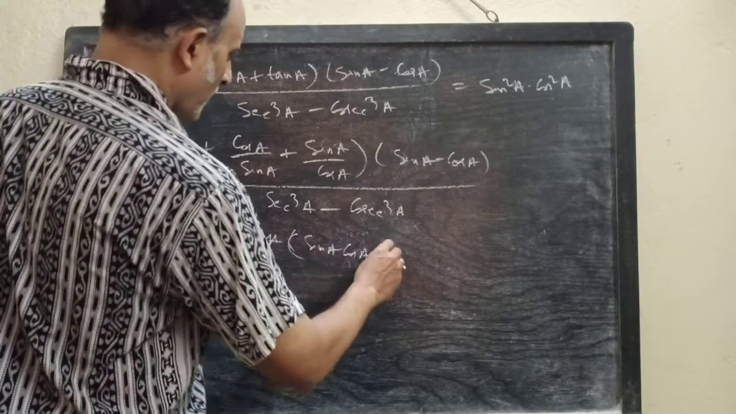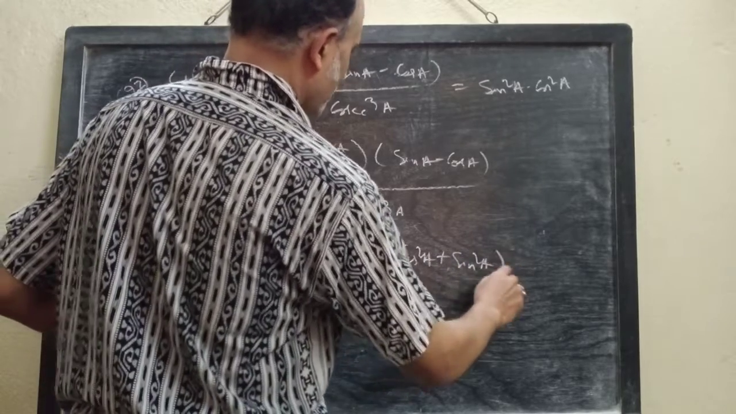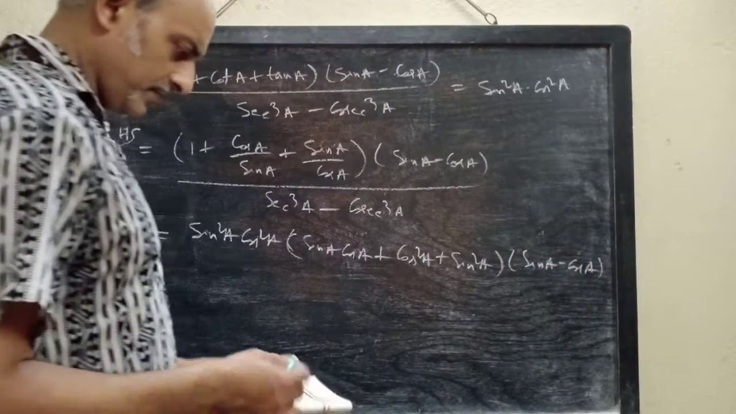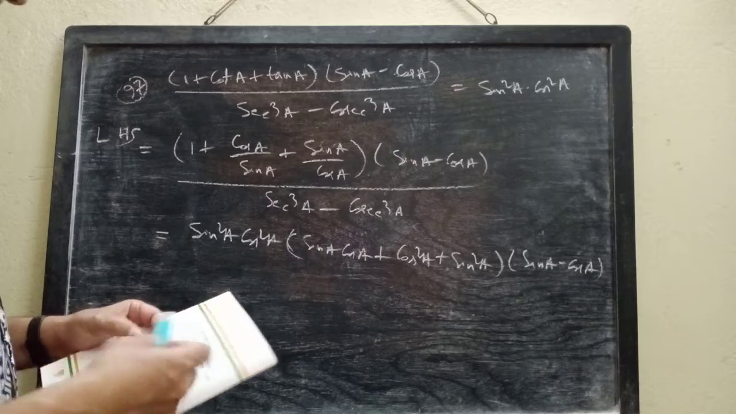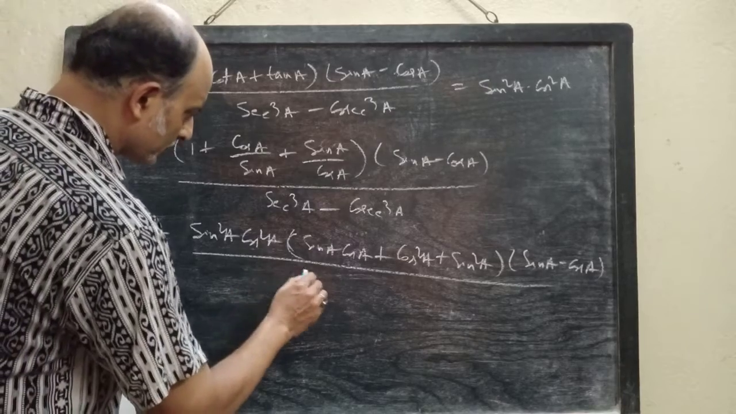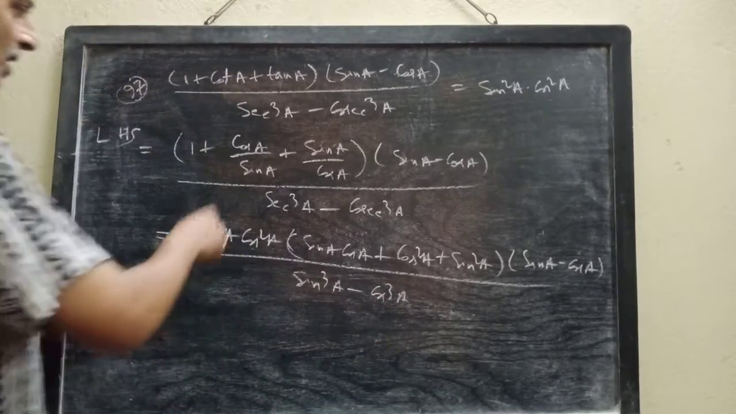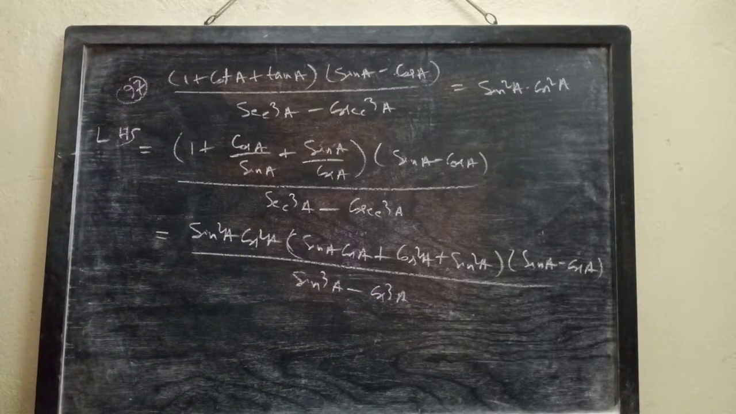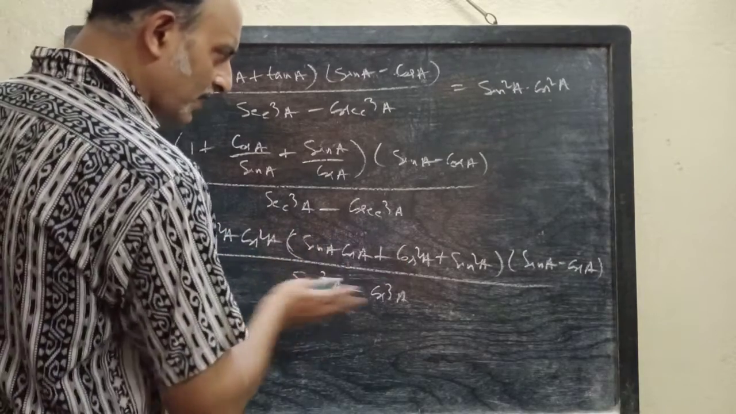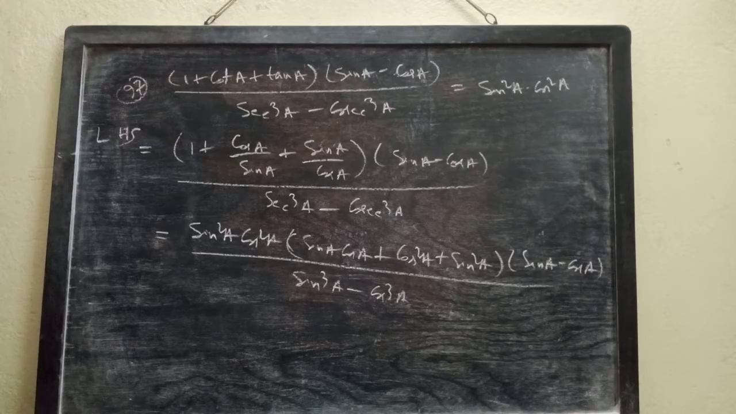sin A cos A plus cos square A plus sin square A into sin A minus cos A. In the denominator it becomes sin cube A minus cos cube A. Look, here in this step I have multiplied both numerator and denominator by sin cube A cos cube A. Keeping sin square A cos square A outside, I am pushing sin A cos A inside the bracket. This remains same. This becomes sin cube A minus cos cube A.